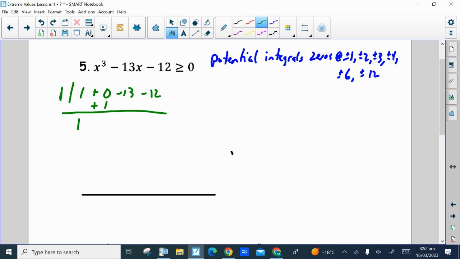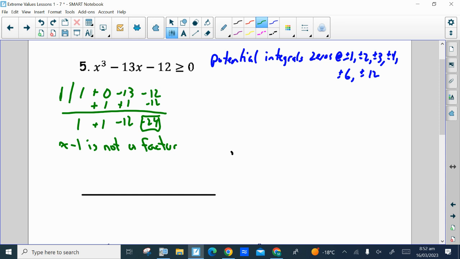1 times 1 is plus 1, and then we add and get plus 1. 1 times 1 is plus 1, we add and get -12. 1 times -12 is -12, we add and get -24. So this means then that x minus 1 is not a factor. It doesn't divide evenly. If it did, we would get a remainder of 0. That's what we're trying to get, a remainder of 0 at the end. If it gives us a remainder of 0, that means that it goes in there evenly. And in this case, it doesn't.